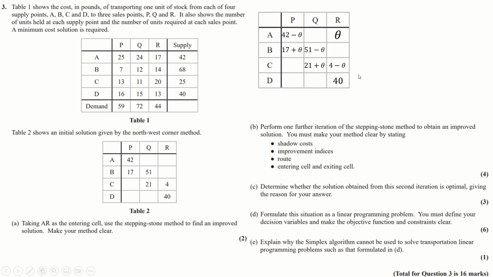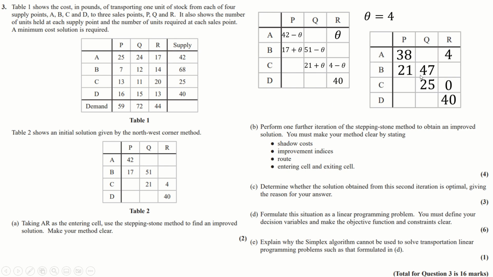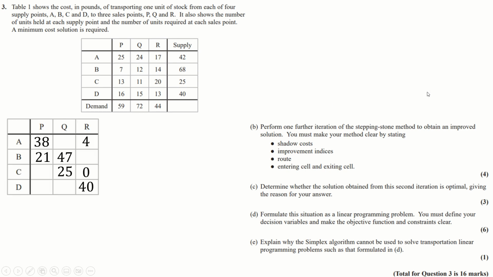And what we're going to do is choose the biggest theta to make all these positive, which will be 4. So we'll choose theta to be 4, and that keeps this one at 0 rather than being negative, and we get this table. And yeah, that's our first iteration. And now it wants us to do it again. So we're going to do the shadow costs first.